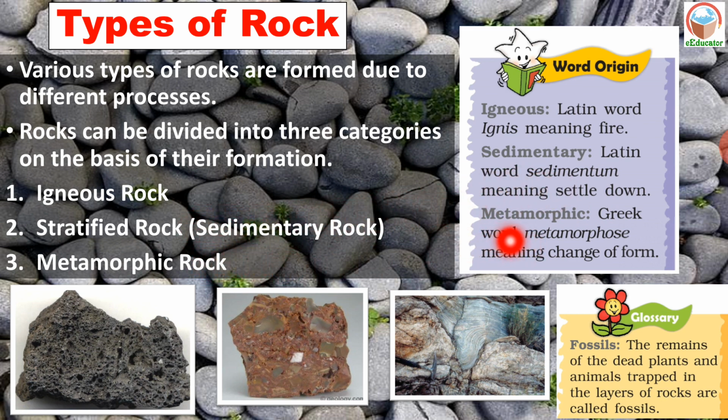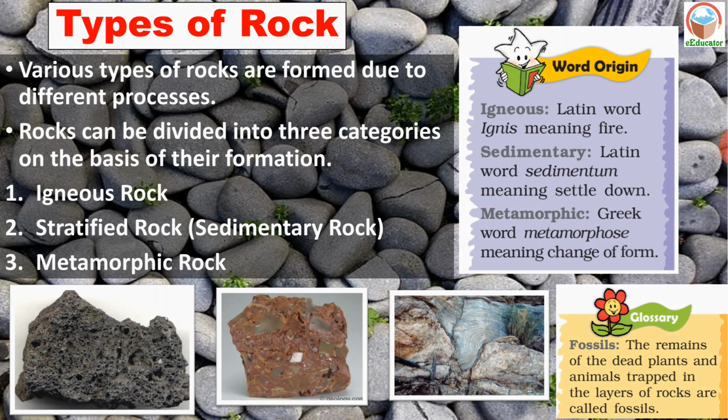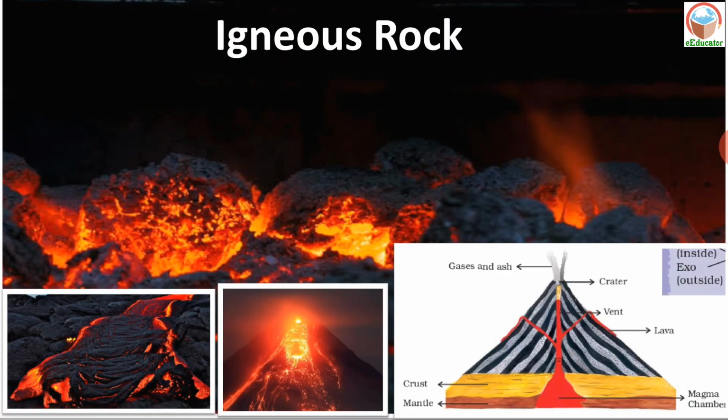Third, metamorphic, a word which originates from the Greek word metamorphose. The meaning of metamorphose is change of form. The rock which forms because of a change of its basic form is known as a metamorphic rock. So we will study in detail. Let's look at the details of those 3 rocks.